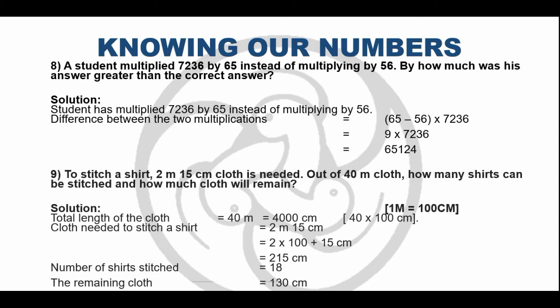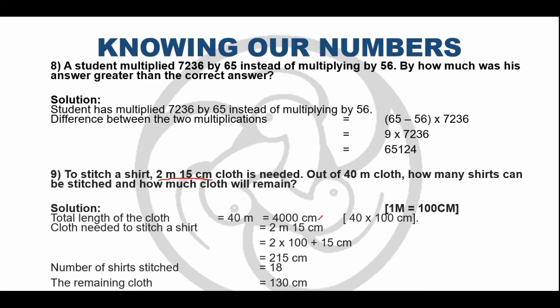So what do we see here in the problem? There is 2 meter and 15 centimeters. So here 2 units are given. One is in meter, another one is in centimeter. So if I convert big to small, what do you have to do? We have to multiply. So 1 meter equals 100 centimeters. So I can convert the meter into centimeter. So very first, the total length of the cloth is 40 meter. So that is 40 into 100. That will become 4,000 centimeter.